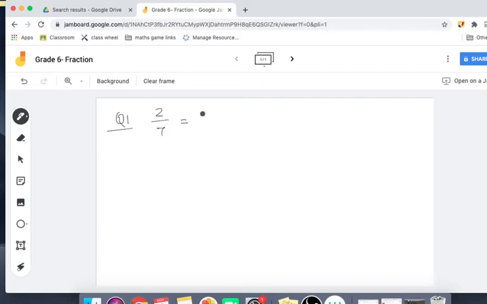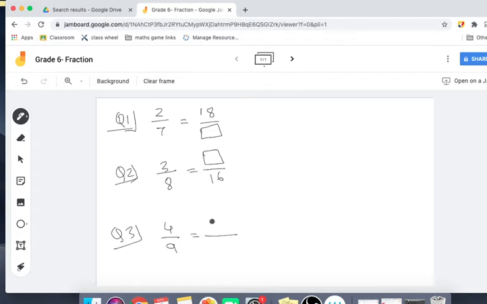Example 1 is 2 by 7, and here the question is saying 18 in the numerator and you have to calculate the denominator. Example 2 is 3 by 8, and here the denominator is 16 and you have to find the numerator. Question number 3 is 4 by 9, and here the numerator is 20. You have to find the denominator. Okay, solve question number 1. I am giving you 30 seconds to solve.